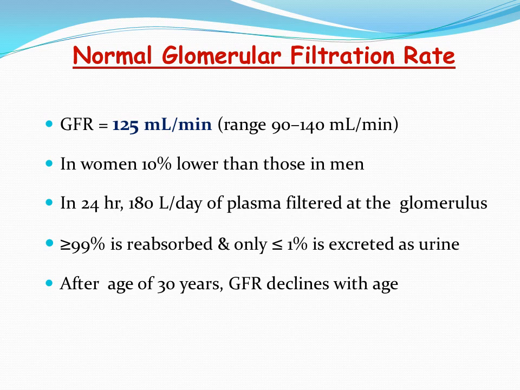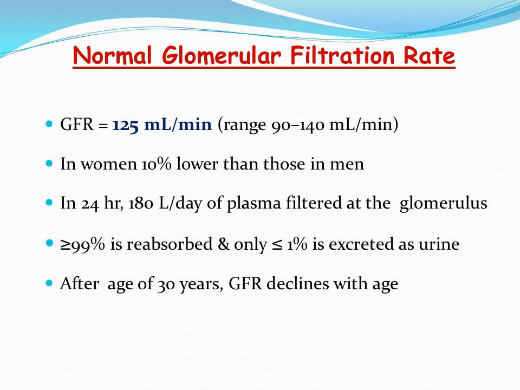So normal GFR in the healthy adult person is around 125 ml per minute, with a range of 90 to 140 ml per minute. Please note this 125 ml. Memorize this, 125 ml per minute. This is the normal GFR. That is of both the kidneys combined, not of a single kidney. Now this GFR is quite lesser in the woman than in the man.